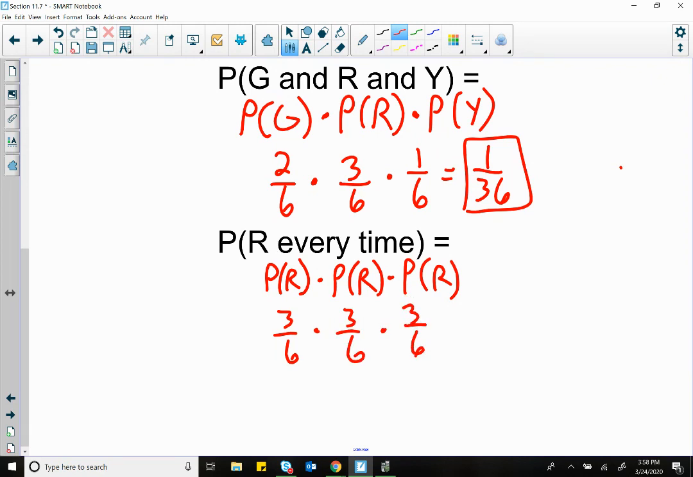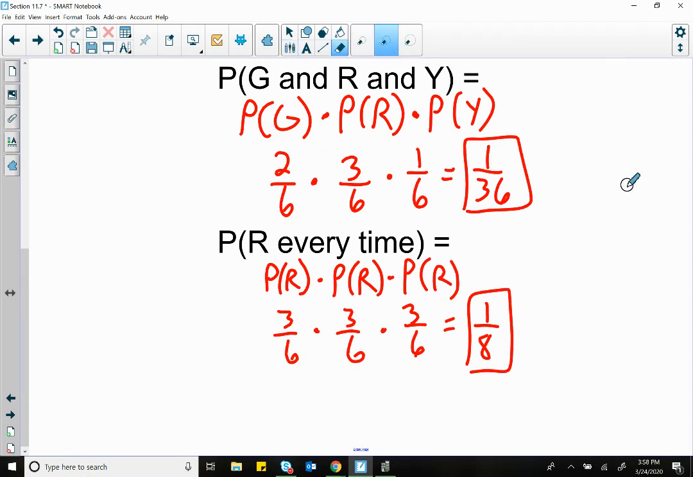So we go to our calculator, and all we got to do is put in 3 out of 6 each time. So 3/6 times 3/6 times 3/6, and that gives us 1/8. There you go. Again, that's all it takes to do independent probabilities.